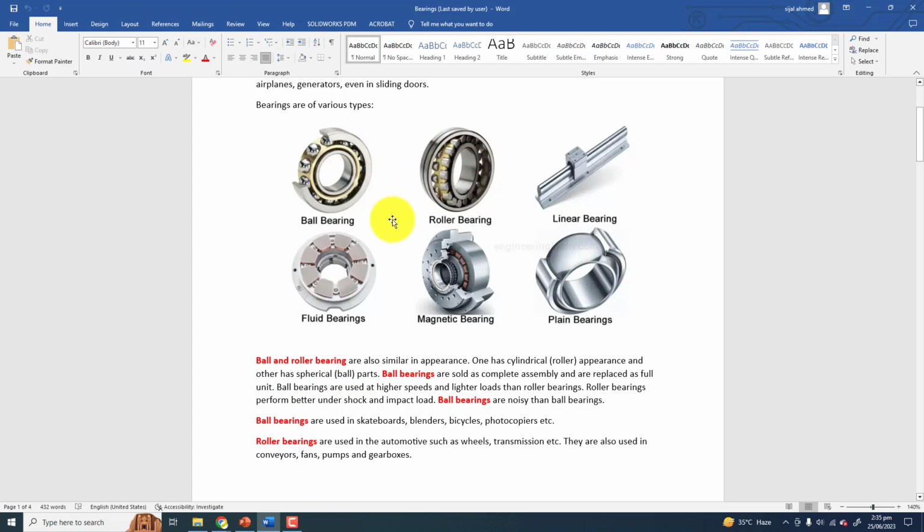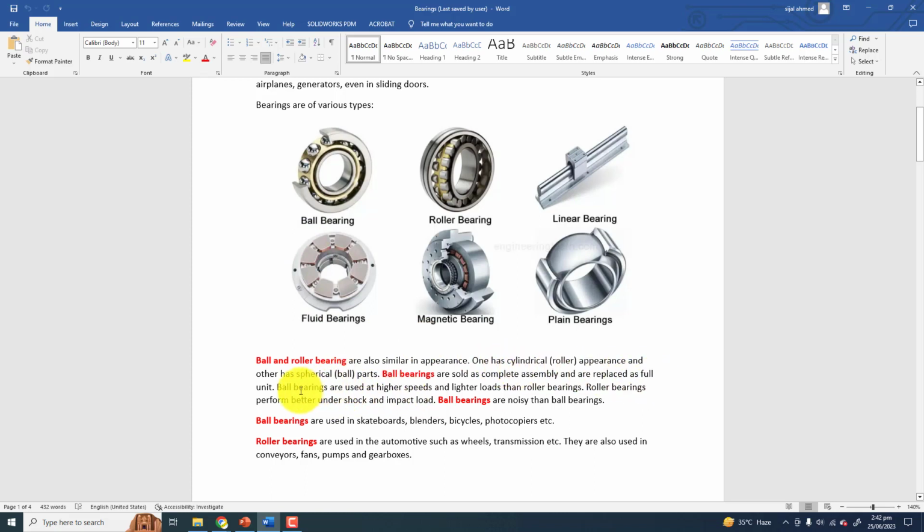They are almost the same in appearance. One has a cylindrical form and the second has the spherical ball form. This is not about the outer appearance, but about the inside. Another difference is that ball bearings are sold as a complete assembly and replaced as it is. You have to replace the whole bearing with a new one, so it is replaced as a full unit.